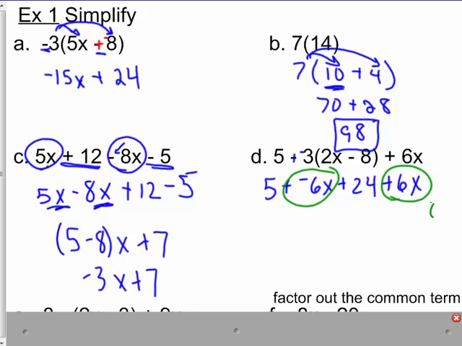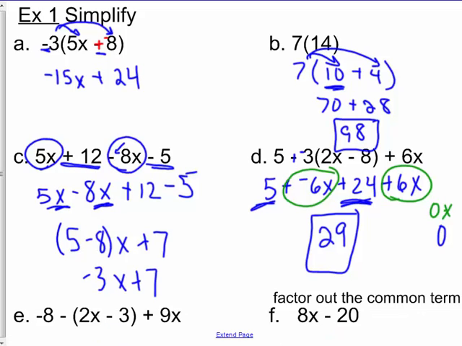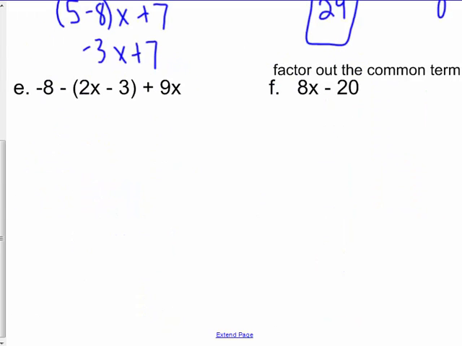So what happens when I put negative 6x and 6x together? I get 0x. Well, what is 0 times x? What's 0 times anything? Just 0. So my x's cancel out there. Okay, what do I have left? A positive 5 and a positive 24. That gives me, when I put them together, a positive 29. All right, the last two.